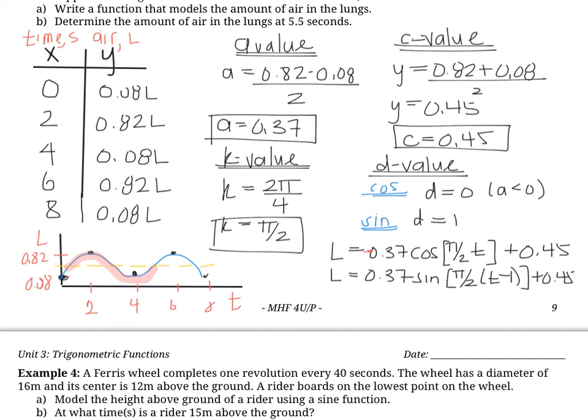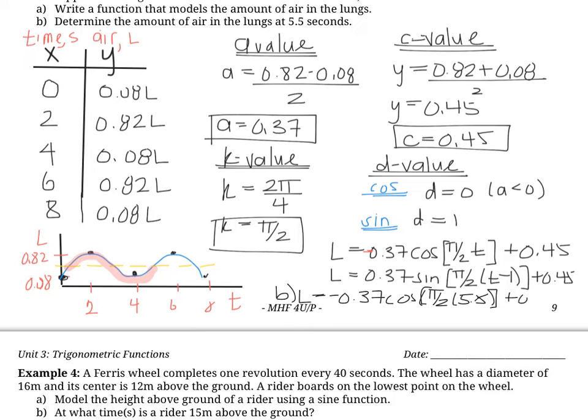So for B, I'm just going to pick either of the equations. I was only asked to come up with one, but I came up with two. And instead of t, I'm going to put in 5.5 seconds. So I'm going to copy negative 0.37 cos of pi over 2. Instead of t, I'm going to put 5.5. Again, I chose equation number 1. If you chose to do a sine equation, that's fine too.